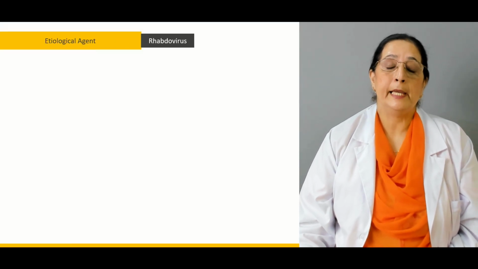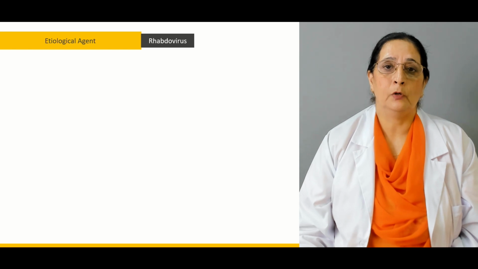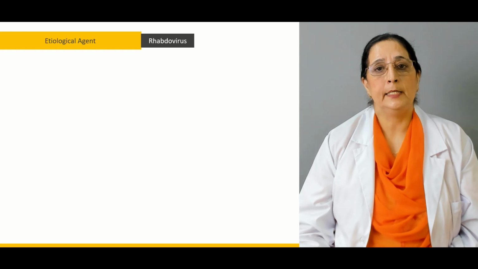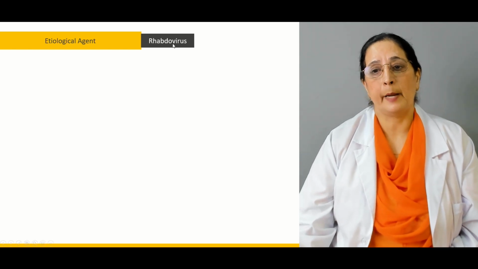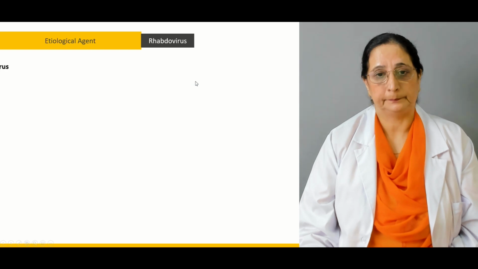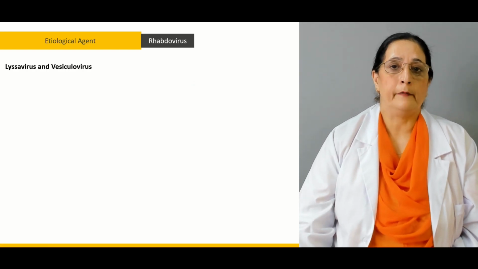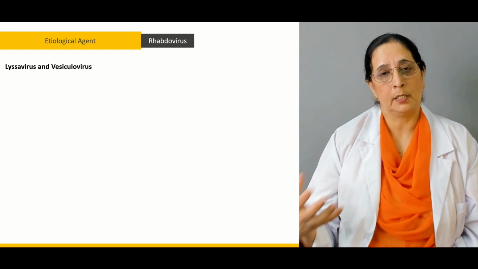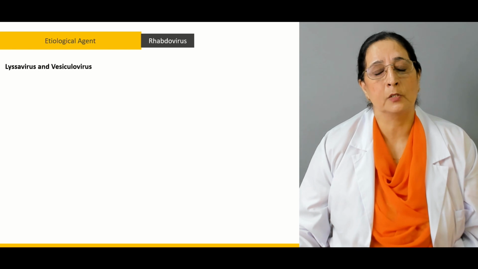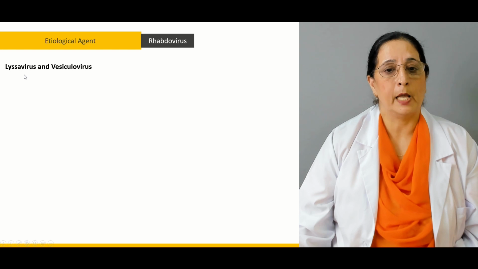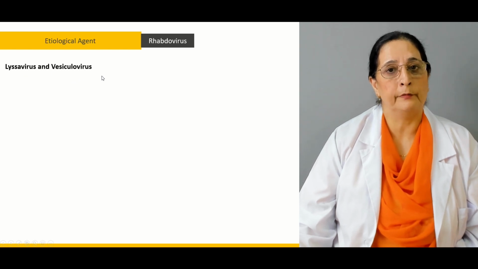The etiological agent, the virus that causes rabies infection, is known as the rhabdovirus. The rhabdovirus is the causative agent of rabies. We will go over some less common rhabdoviruses later on, but the two more common ones are the lyssavirus and the vesiculovirus.